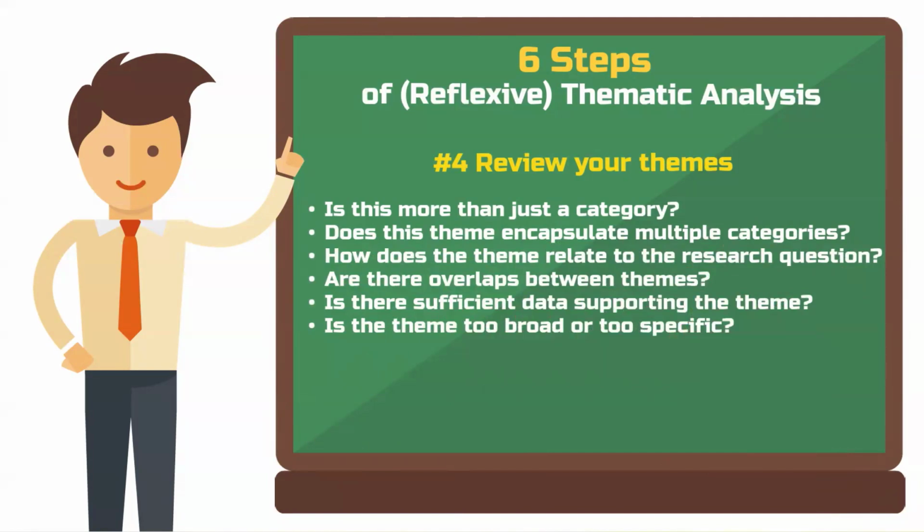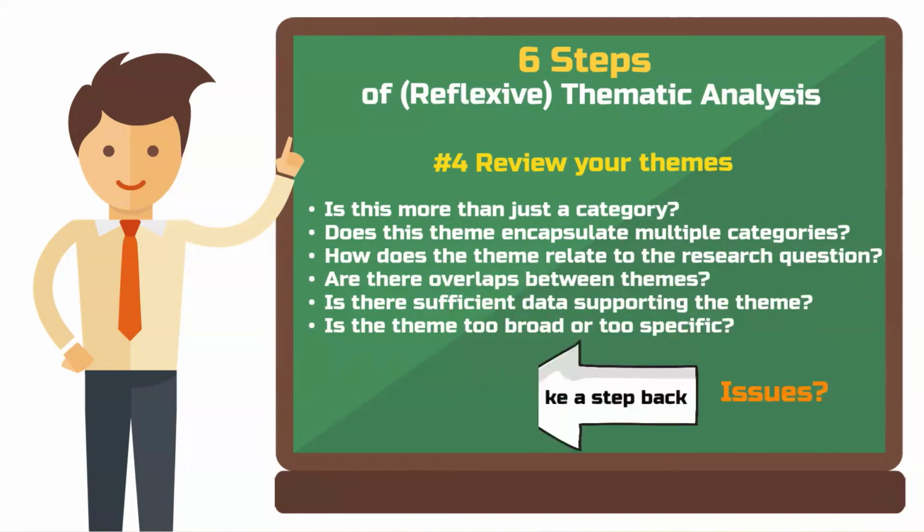If you encounter issues with these questions, such as overlapping themes, take a step back and rephrase the themes or rearrange the structure. Thematic analysis by Brown and Clark isn't a linear process. You can always move forward and backward as needed.